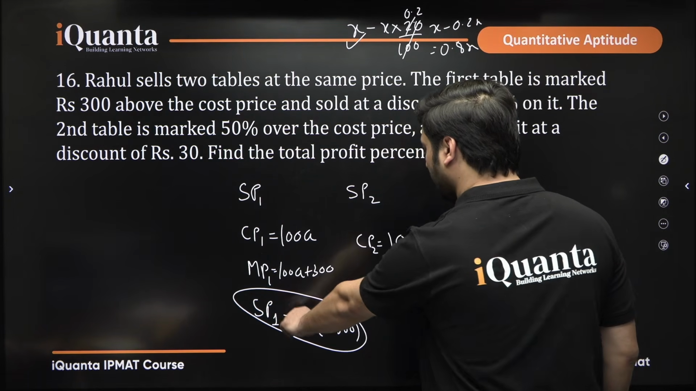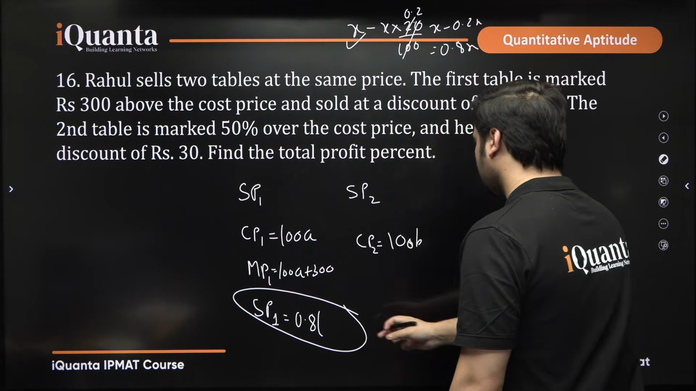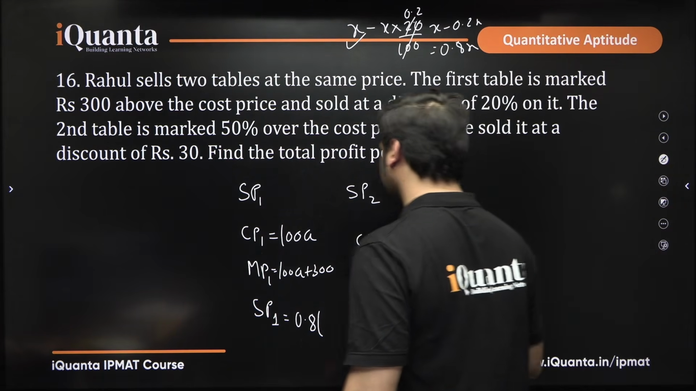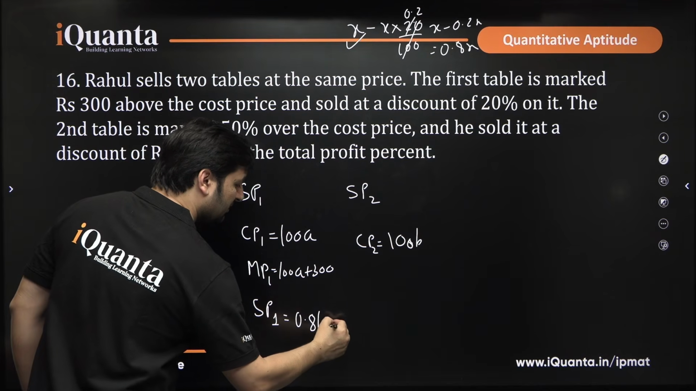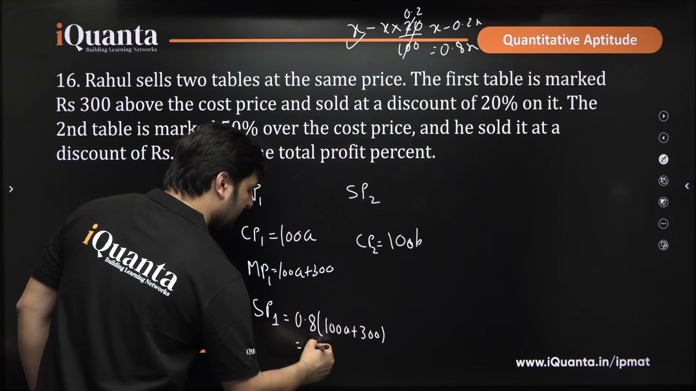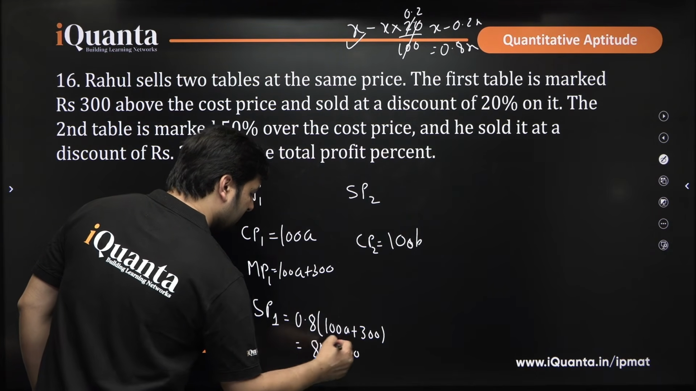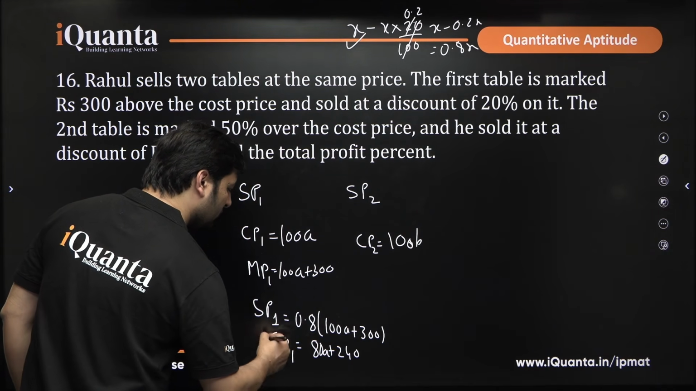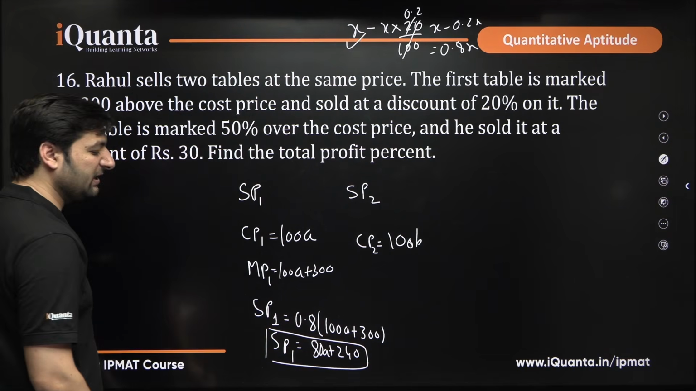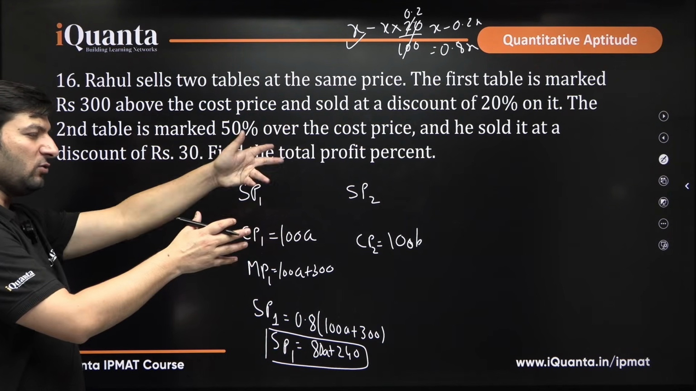So SP1 will be 0.8 times (100A plus 300). What will you get? You will get 80A plus 240. That is SP1. Because I was told that SP1 and SP2 are the same, SP2 will also be equal to this only. But fine, let us work on the second table as well.